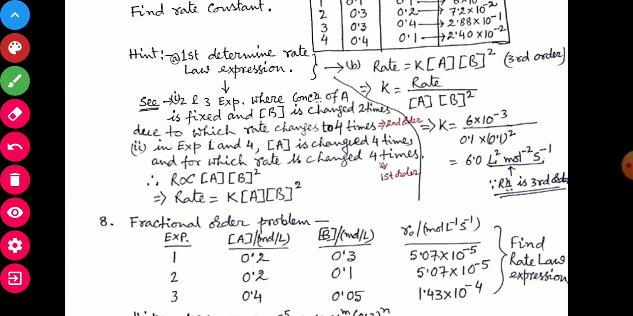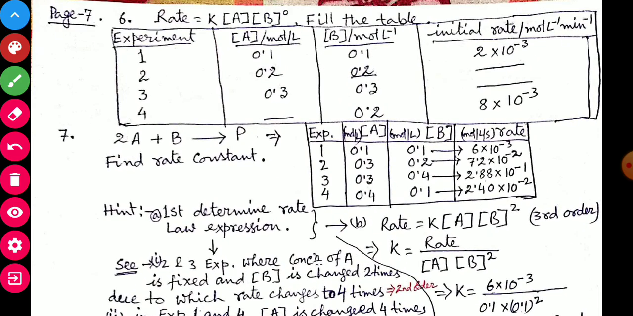Question number 6. In our table, rate equal to k into molar concentration of A to the power 1 into molar concentration of B to the power 0. Fill that table. Experiment 1: molar concentrations of A and B are 0.1, 0.1. Rate is 2 into 10 to the power minus 3. Since B order is 0, if molar concentration of B is changed, there is no change in initial rate.